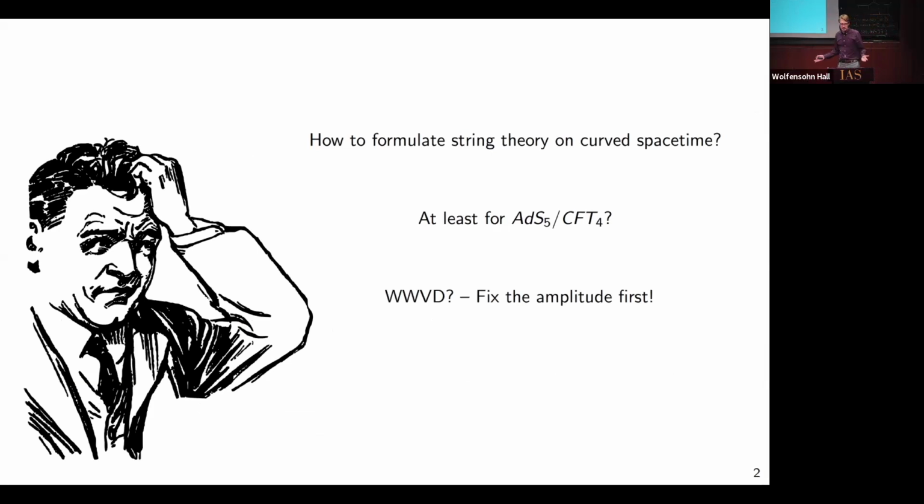This is an amazing theory. It has been studied from many different angles. But even after all this time, we don't have the full worldsheet description. So how can we make progress? So the next question here is, what would Veneziano do? Probably fix the amplitude first. So that's our philosophy here.